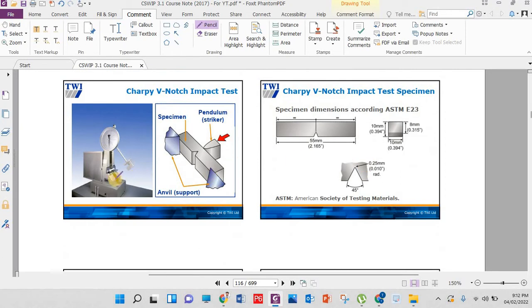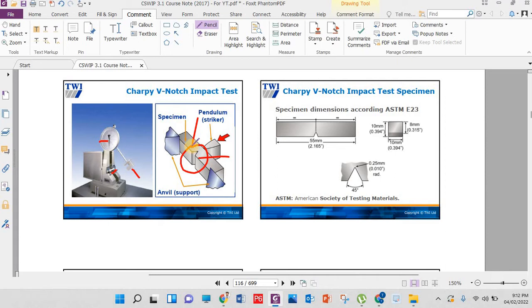You can see here we have the specimen, and here we have the pendulum. At a certain level we raise the pendulum, then we release it. Once we release it, it hits here and the specimen breaks outward. Once it breaks, we can note the magnitude. It means that this material bears this load from the pendulum, the striker. Then we have a proper calculation and the magnitude of the V notch impact test.